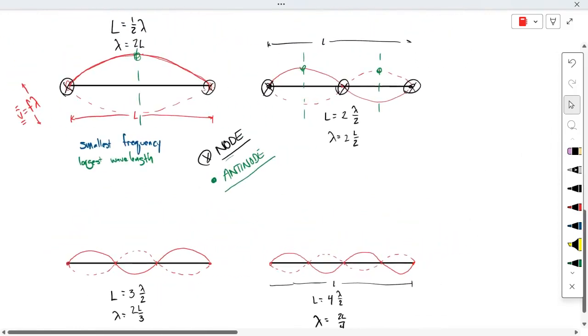So the deal is, if we need a standing wave to be formed on a string, what we need is a node on each end, and that means that as long as we can capture one half, or an integer number of half waves, then we can, quote, make it happen. All right, now check this out.